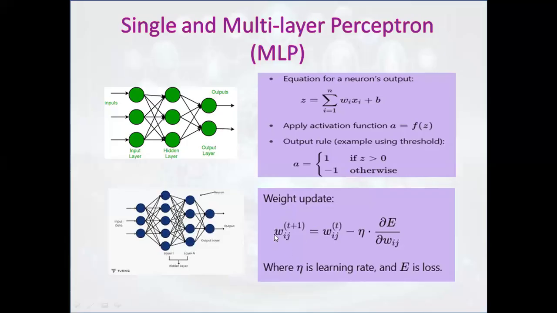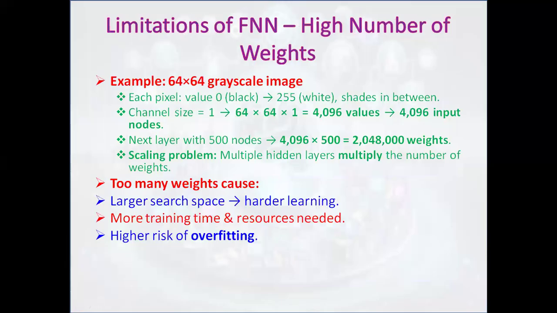And even though it gives us a good output, it will have some limitations also. And what are the limitations? If I am taking a 64 cross 64 grayscale image in the feed forward network, what is the limitation? Each pixel will have a value between 0 and 255. 0 is considered black and 255 is white. In between 0 and 255, the colors are given in terms of grayscale value.